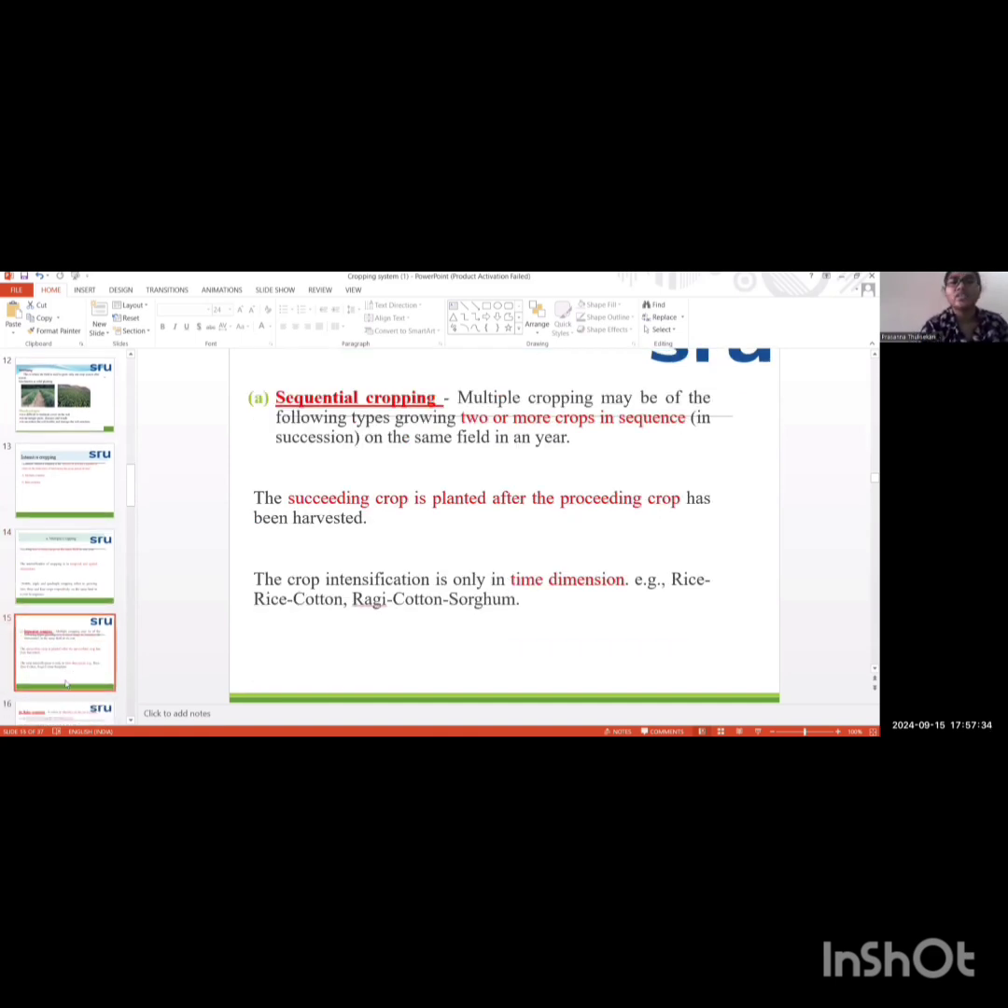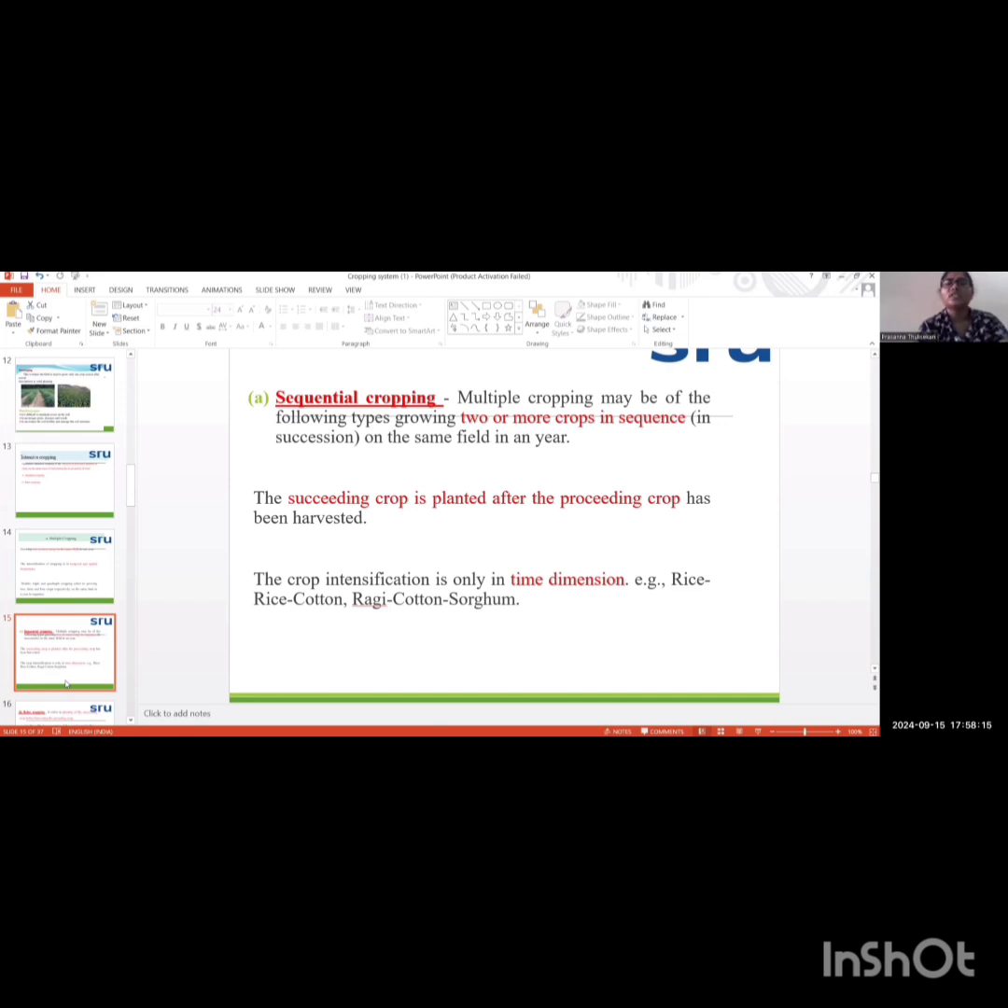Next is sequential cropping. Multiple cropping may be one of the following types: growing two or more crops in a sequence. That means in succession on the same field in a year. So one after the other, like in one season, if one crop is completed, then it is followed by another crop in the same area, but in a different season and in the same year. That is called sequential cropping. The succeeding crop is planted after the preceding crop has been harvested. So once a crop is harvested in a season, then immediately it is followed by another crop.